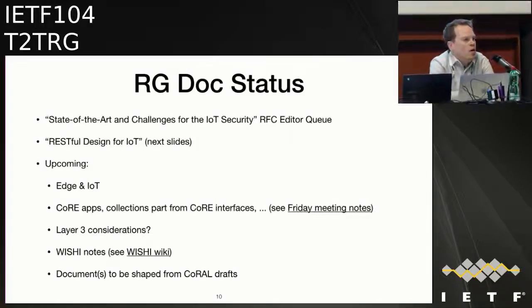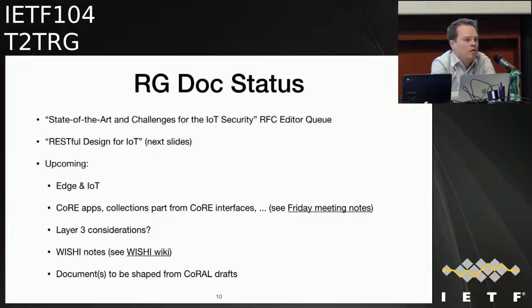And we have also a bunch of documents we've been discussing, in particular on the Friday meeting, that we could be taking on as research group topics. There has been quite a lot of work done on the Edge and IoT, so having a research group document on that could make a lot of sense. On core applications and on the whole Coral ecosystem, some part of that work would make a lot of sense to do here in the RG. Some of that has to be done in the working group where it's standardization work, but then the more explorative parts, for example, application descriptions, are very much related to this RESTful design for IoT work that we have here.